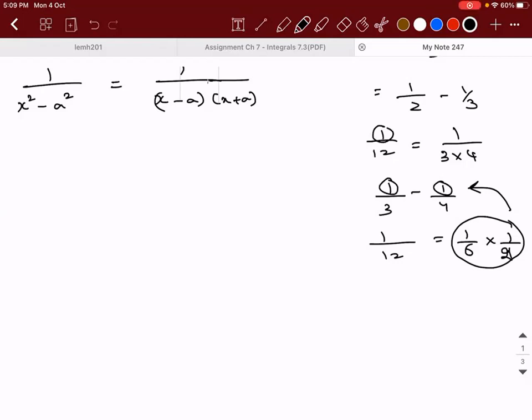In a similar way, 1 divided by x minus a into x plus a, can I write it as 1 divided by x minus a minus 1 divided by x plus a? Observe this. Can I write it or not? Sorry. Yeah. 1 minute, 1 minute. I made a mistake.